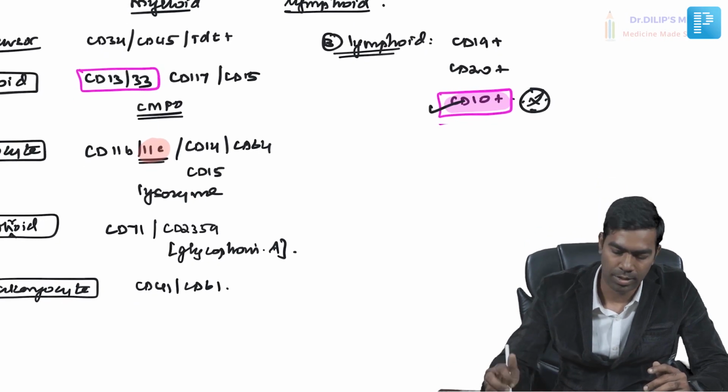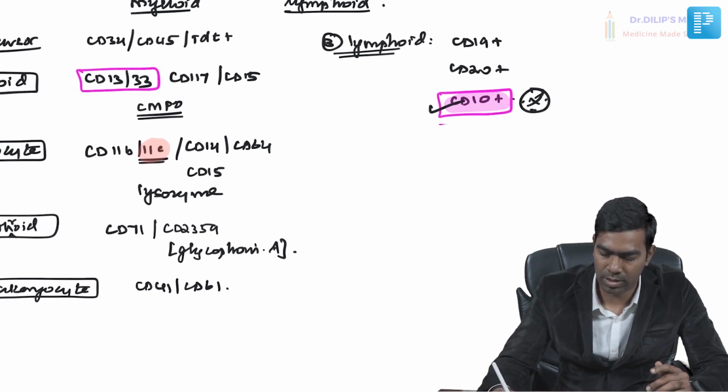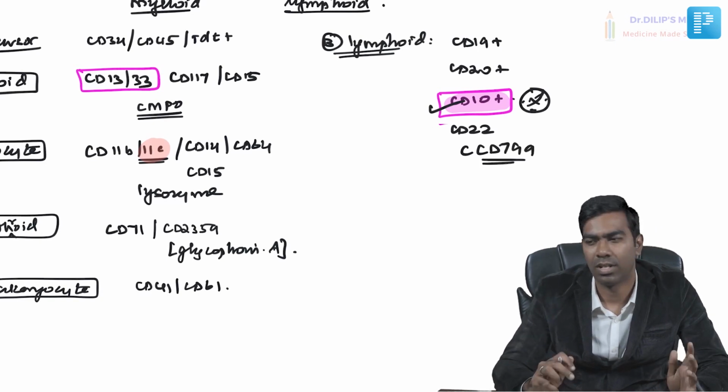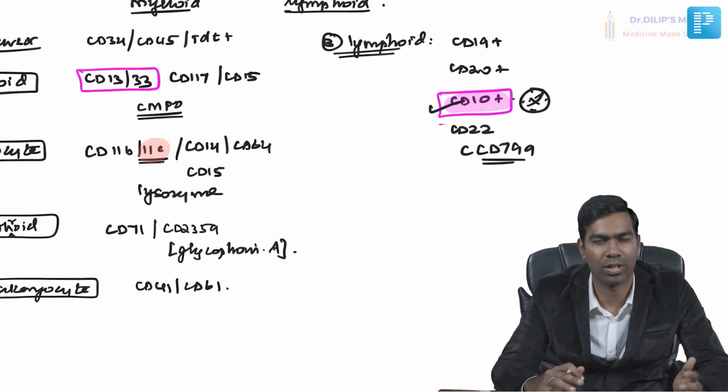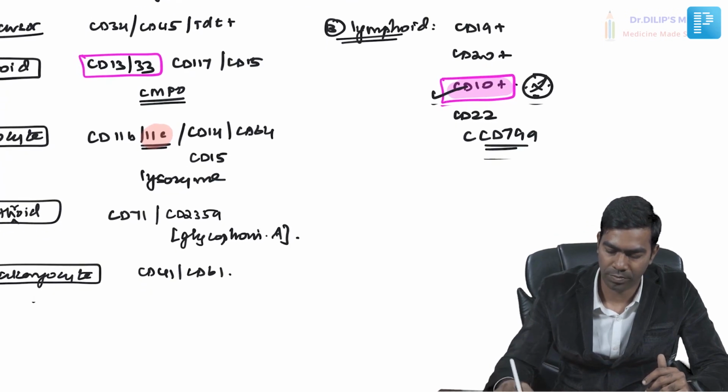Then they might have these other B lymphoid markers like CD22, cytoplasmic CD79a, all these things are possible because these are blasts, not the mature lymphocyte. So blast means it's going to be precursor cell, which is going to happen in the bone marrow.